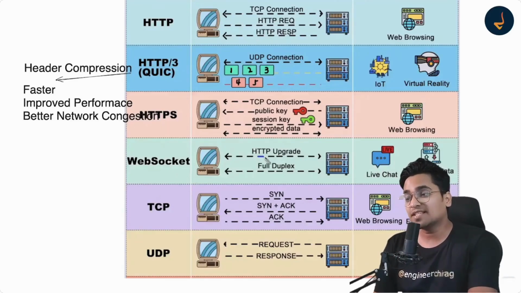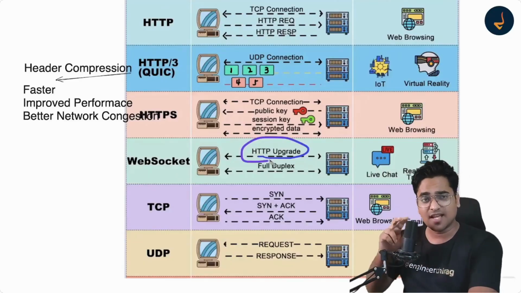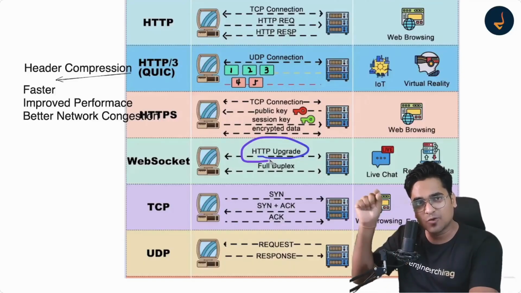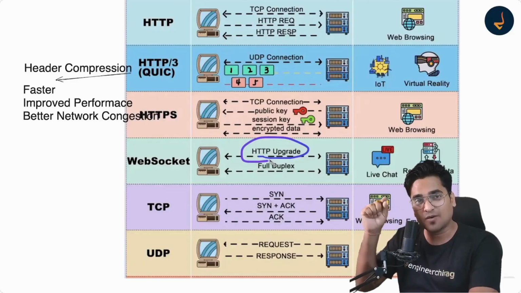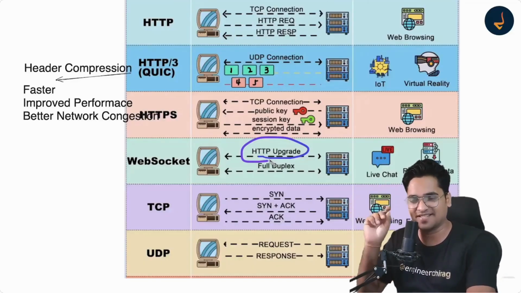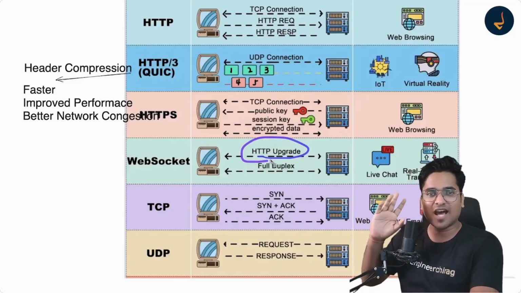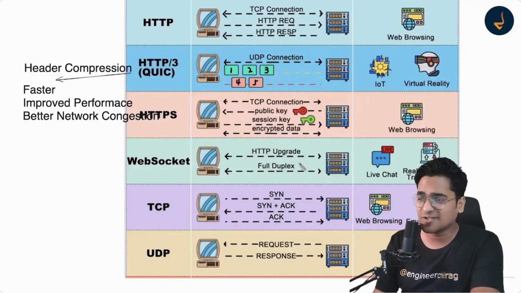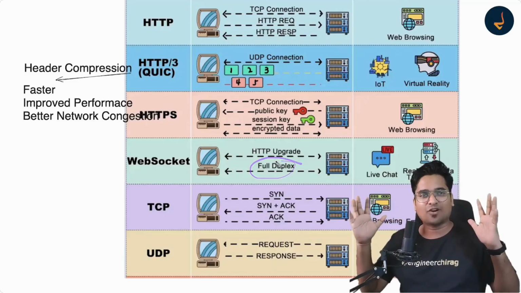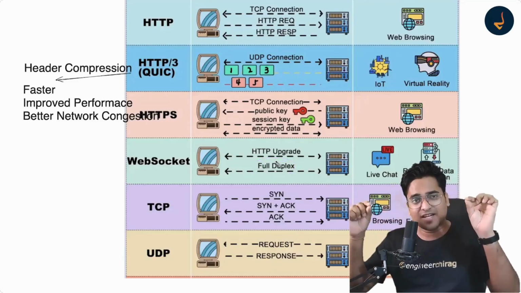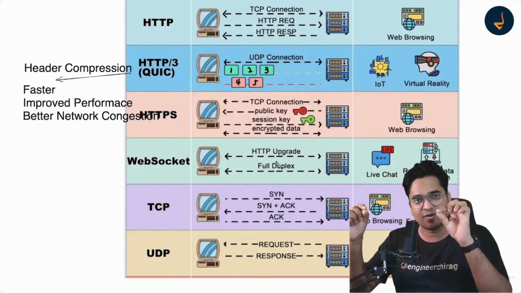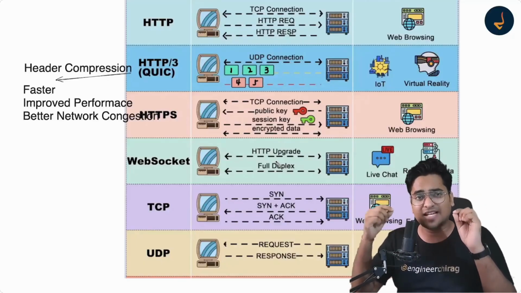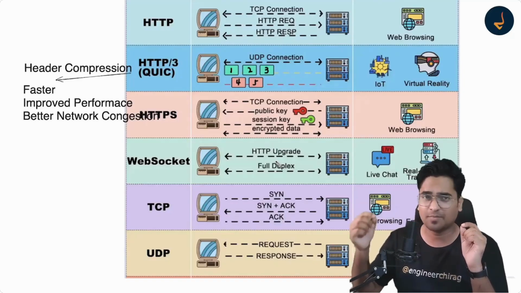One, it uses an HTTP upgrade. What does it mean? It says that the first connection I will do over HTTP. Once I do HTTP, I will upgrade that connection to WebSocket, which is WS, using something called the 101 status code. Once that is done, it says we are on a WebSocket connection, not on an HTTP connection. Once you are on a WebSocket connection, you are full duplex. What does it mean? On a single live connection, whenever the client wants to send data, it can send. Whenever the server wants to send data, it can send. No new connections are built, which was happening in the case of HTTP, HTTP/3 or HTTPS, whatever we have talked about.